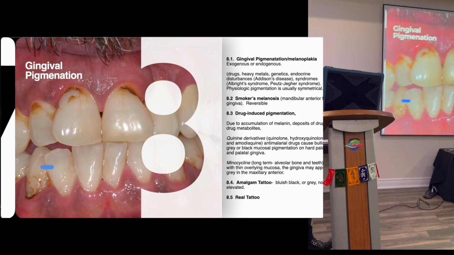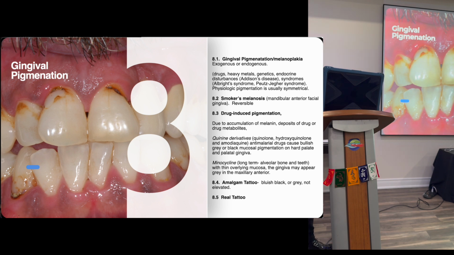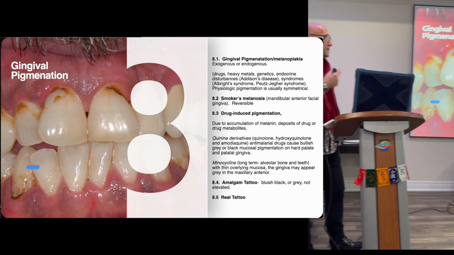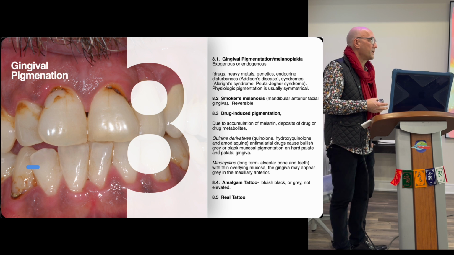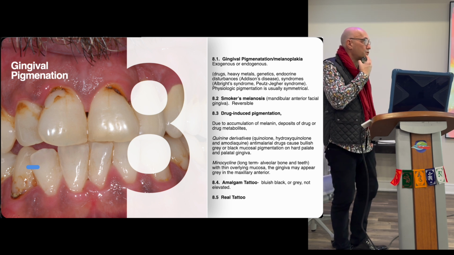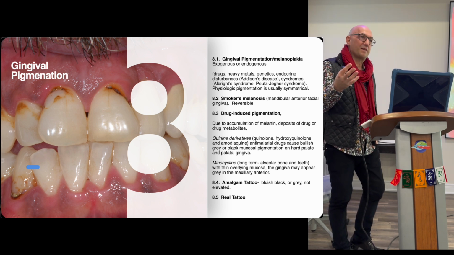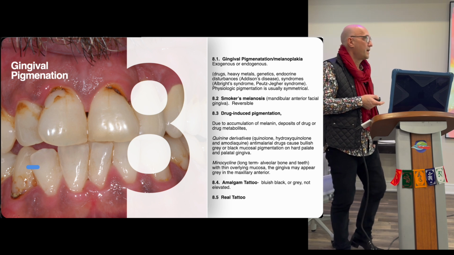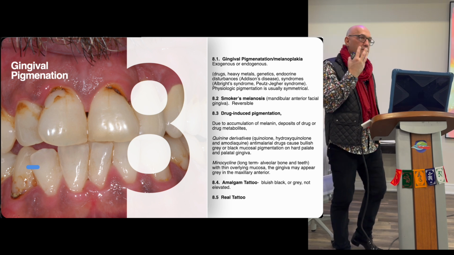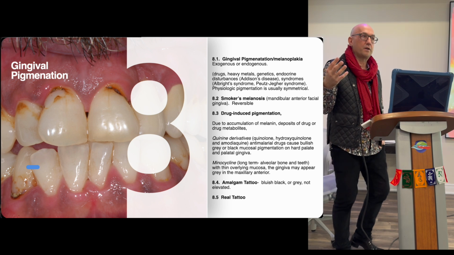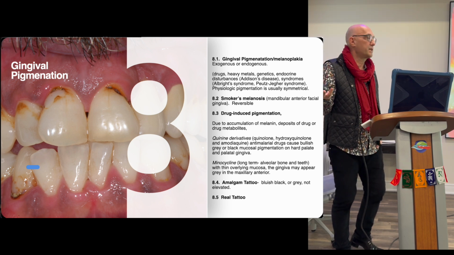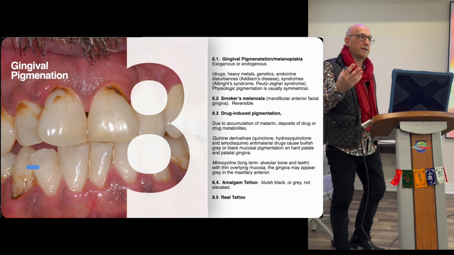All right, and number 8, gingival pigmentation. So the pigmentation can be exogenous or endogenous, from melanoplakia. So we can have things that are put in from heavy metals, from Addison's disease. Sometimes you get these things. Smoker's melanosis in the mandibular anterior facial gingiva, and that goes away if people stop smoking quite often. But any sort of dark pigmentation in the gingiva or in the mouth needs to be explored, right? Because you're worried about a basal cell carcinoma. That's what the differential is. So any sort of dark area, unless you can explain it, needs to be verified.